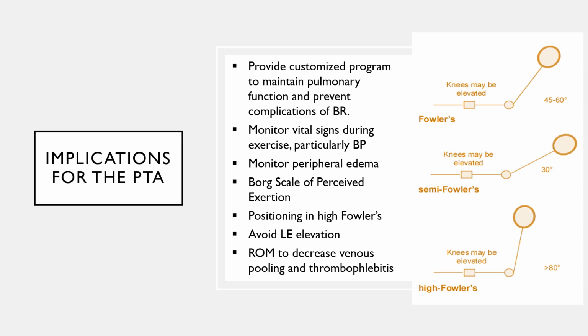Implications for the PTA. Positioning plays a crucial role in managing patients with congestive heart failure to alleviate symptoms and prevent complications. High Fowler's position is elevating the head of the bed to at least 20 inches above the level, which helps to reduce pulmonary congestion by facilitating diaphragmatic expansion and improving ventilation. This position can also alleviate dyspnea by reducing pressure on the diaphragm.